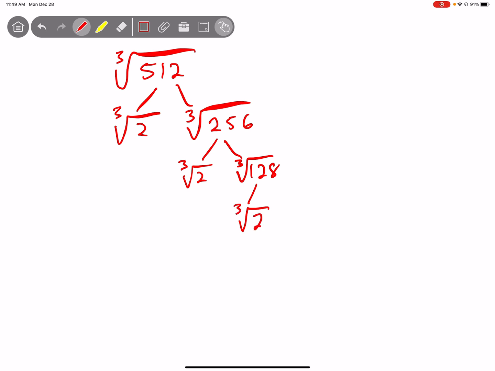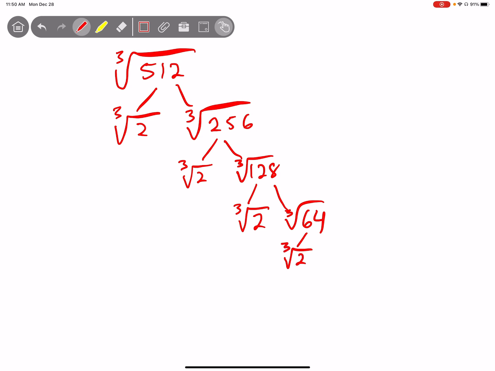128, I'm going to break down into root 2 and the cube root of 64. Cube root of 2 stays the same, cube root of 64. I could keep going, but I already know what the cube root of 64 is. You know what, let's keep going just for the sake of it anyway, just so you see what it looks like in case you don't know.